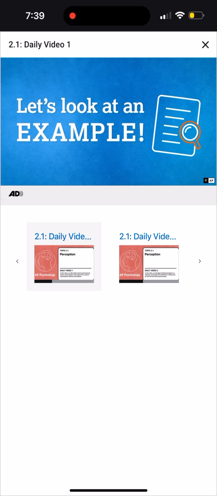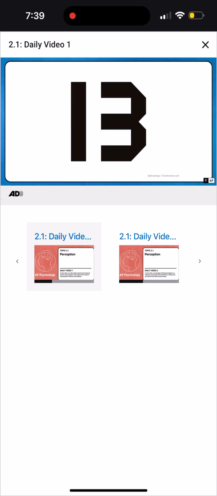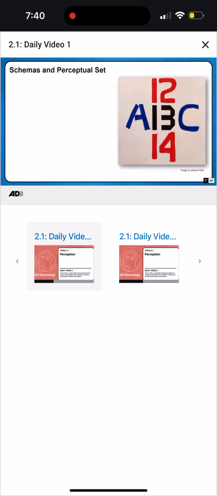Let's look at an example. What do you see? Do you see the number 13 or the letter B? This ambiguous stimulus has been used in research to demonstrate how context and expectations can influence what people see. In one study, if participants were shown numbers first, the red vertical line, most saw this as the number 13. But if shown letters first, the blue horizontal line, most saw it as the letter B.